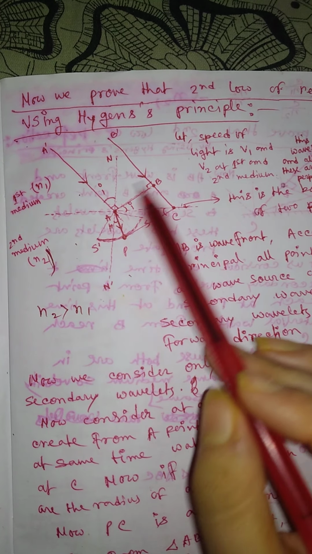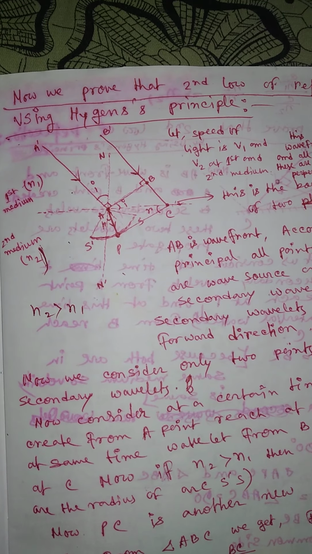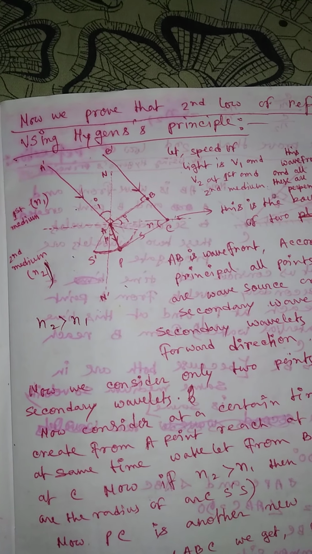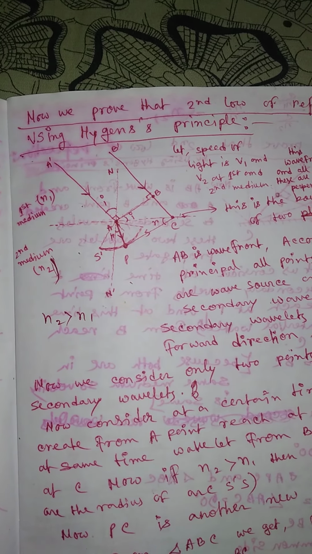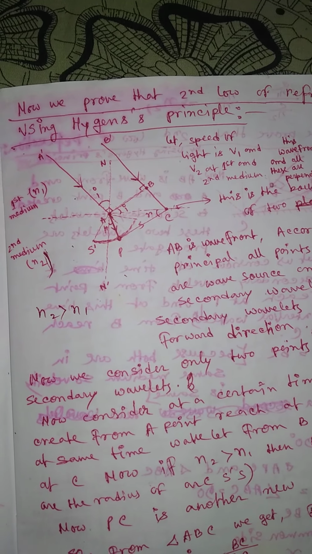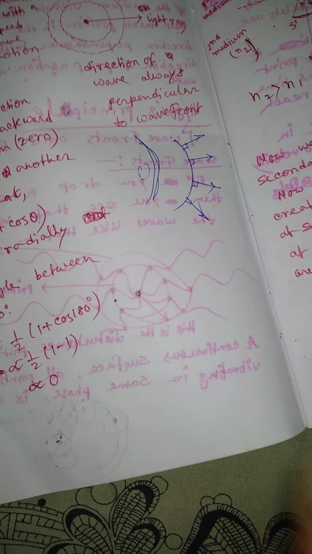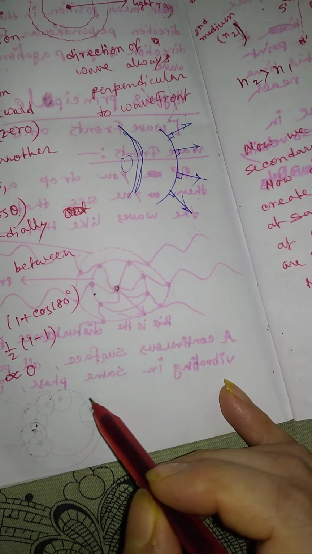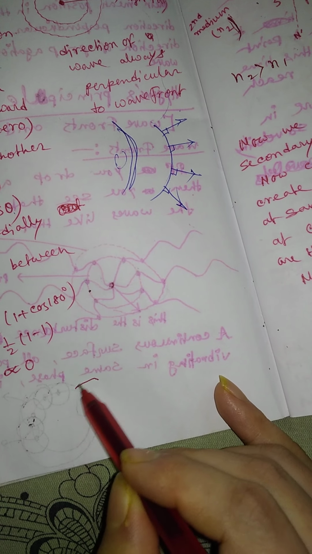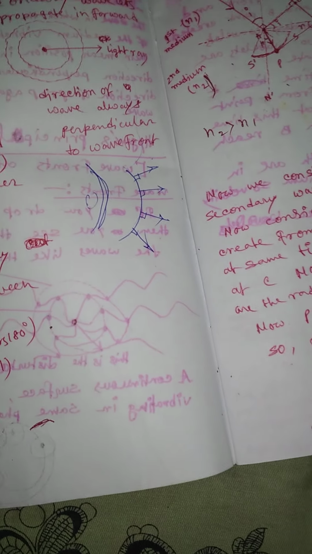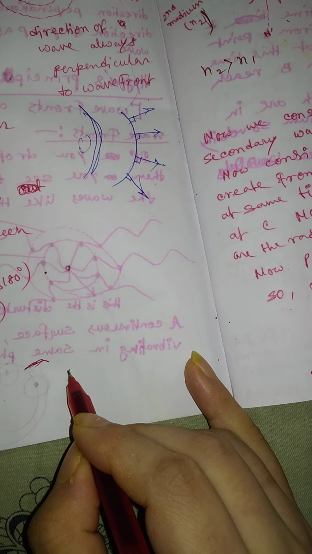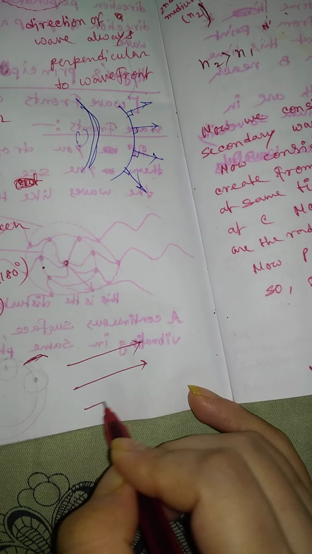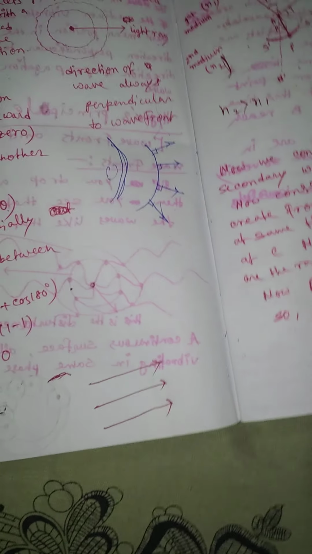So these two rays are coming from a light source which is placed at infinity. And we know that if the wave source is placed at infinity, then the wave fronts are plane wave fronts. What is the meaning of plane wave front? If the wave source is placed at infinity, then all the waves are parallel to each other.